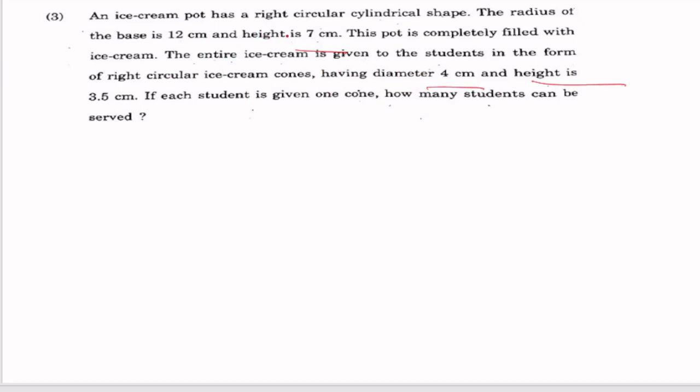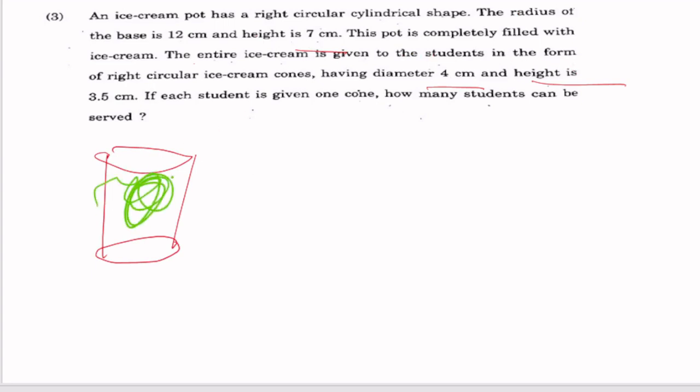So what is happening here? In the first case, your ice cream pot was of right cylindrical shape, and the radius and height are given. This pot is completely filled with ice cream. Now when it's converted and given to the students, it is in cone form.